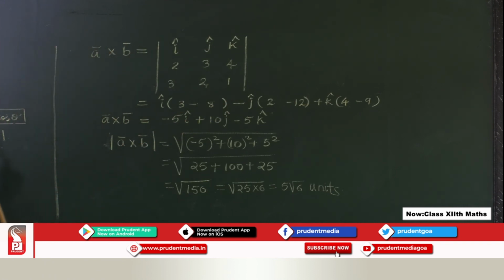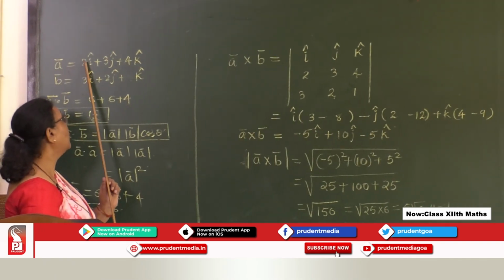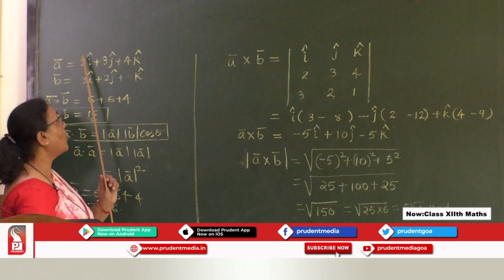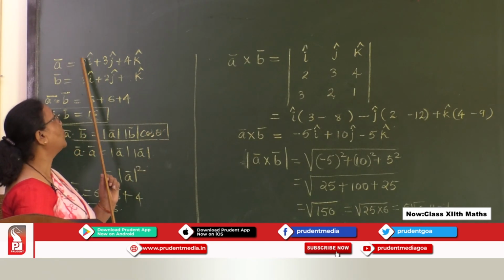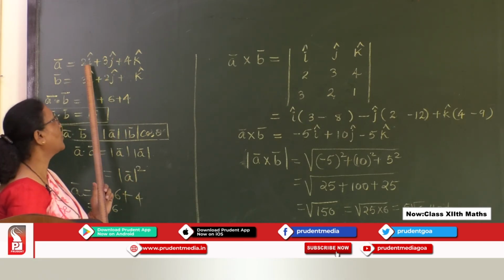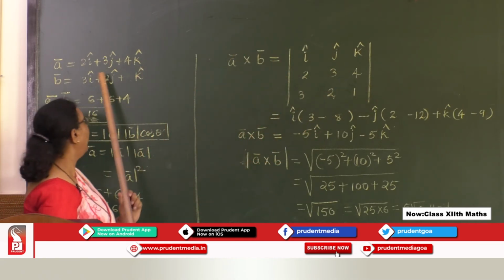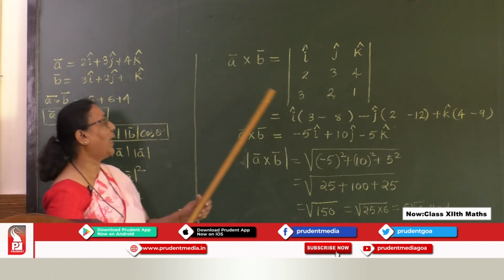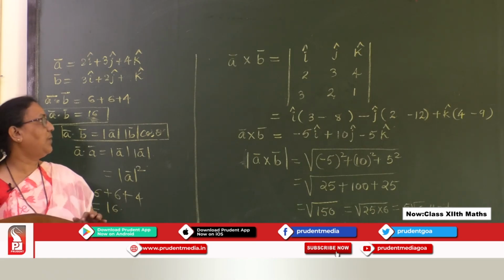First you write the unit vectors along the x, y and z axes, that is i cap, j cap and k cap. Then you write these numbers 2, 3 and 4. These numbers are also called direction ratios. These are the numbers in space 2, 3, 4 with reference to the origin. They are also called direction ratios. Now 2, 3 and 4 you write like this in the second row, and this 3, 2 and 1 you write in the third row. Now how to simplify this determinant?